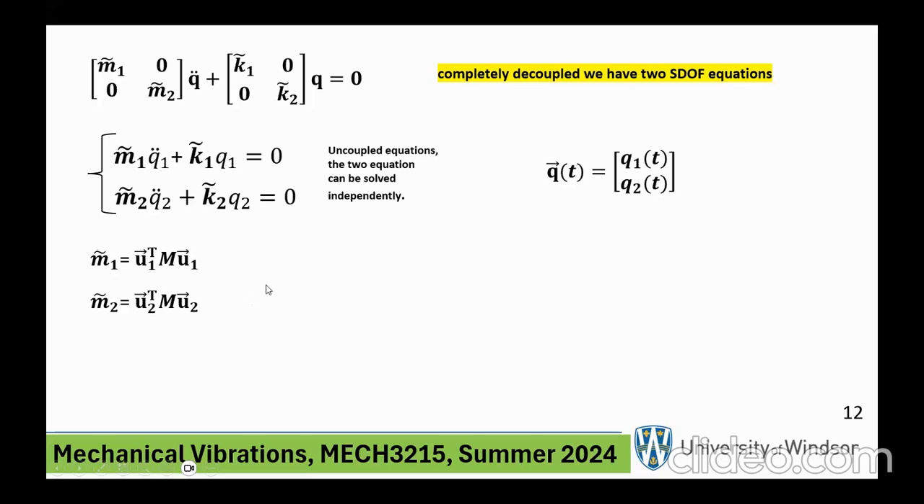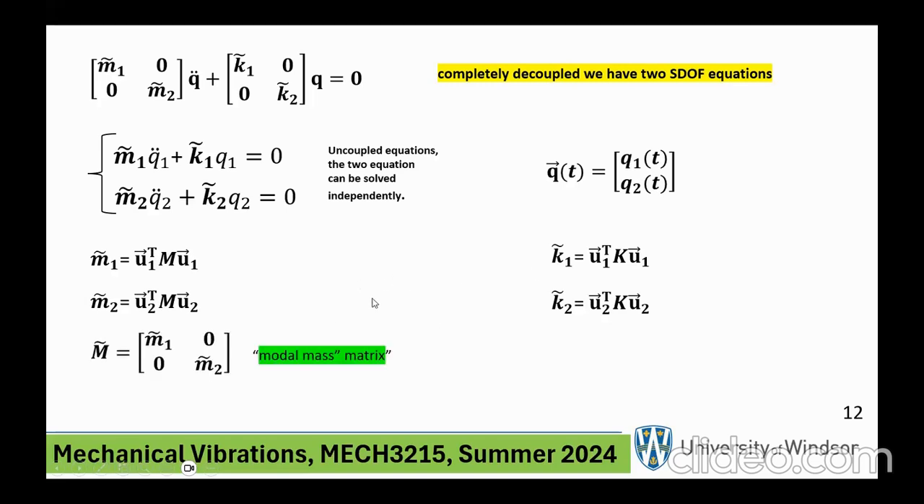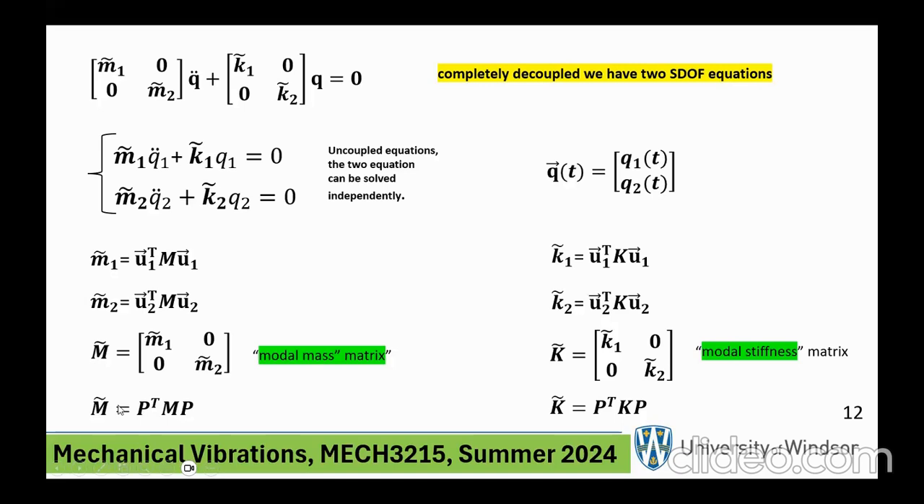And then once I find Q1 and Q2, then obviously I go and find the X, okay? These are things that we have already indicated what they are. I'm just adding this for completeness. This is basically a review type thing. This is the modal mass matrix. This is the modal stiffness matrix, and what they are is P transpose MP. This is what M tilde is, and K tilde is P transpose KP.